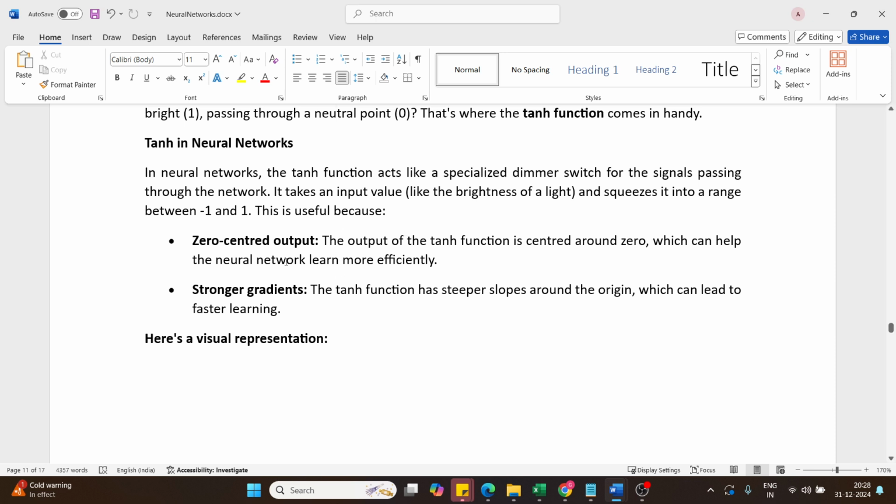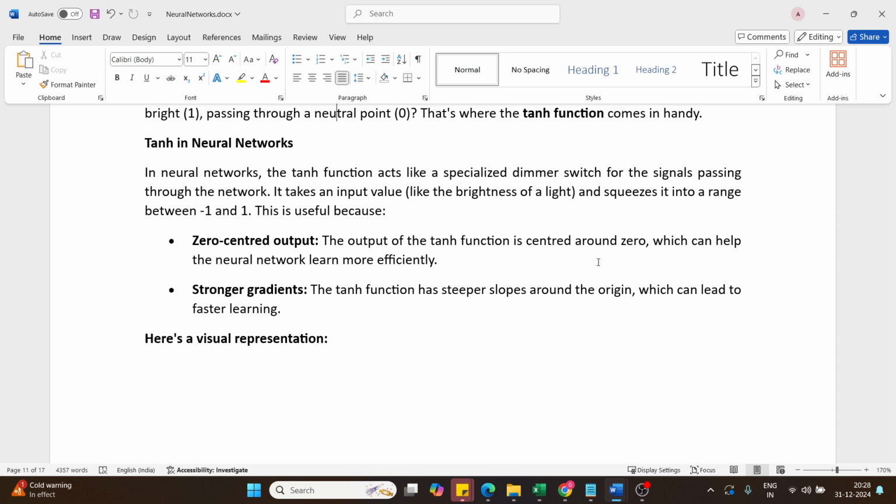This is useful because there is a zero-centered output, which means the output of the tanh function is centered around 0. So when you are training your model, the learning is moving around the value 0. It is near 0 but not exactly 0, so it's lingering around 0. This can help the neural network learn more efficiently. And tanh has stronger gradients: it has steeper slopes around the origin, which can lead to faster learning.